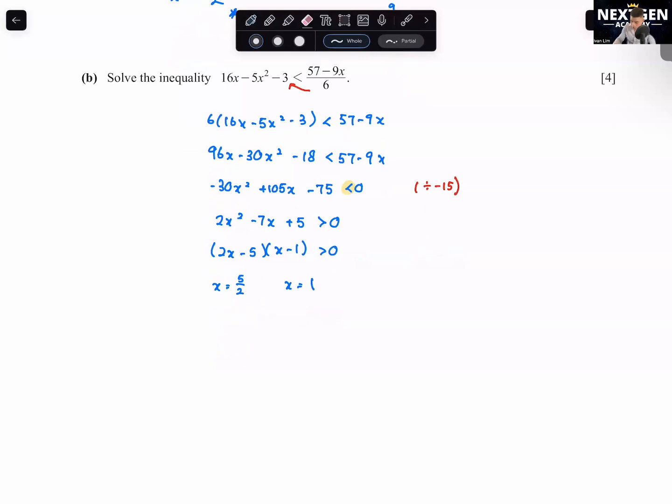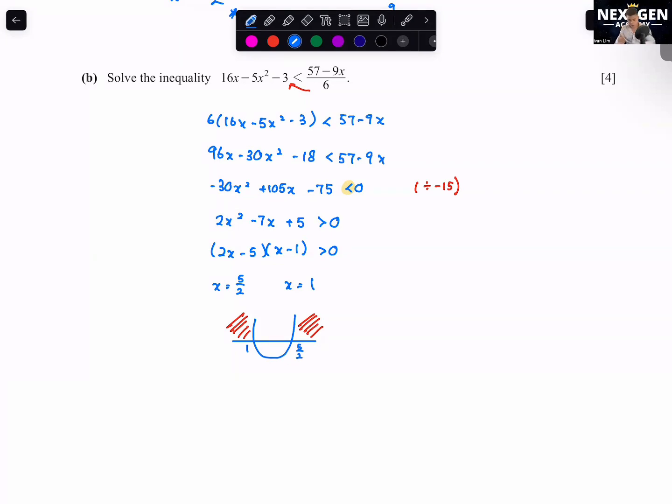Since this is a quadratic inequality, drawing is not a necessary step, but I like to draw it out so you can see. More than means here and here, above the graph. So here you will get 5 over 2, and then here is 1.